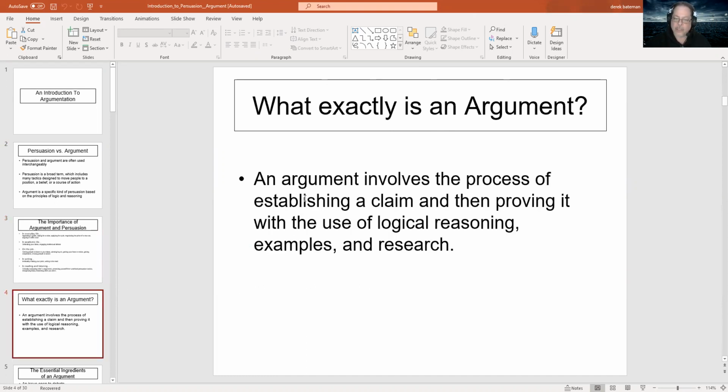Argument involves the process of establishing a claim. You've heard me use that word many times, and then proving it with the use of examples. Sometimes research. You're not asked to do research here. As a matter of fact, you shouldn't be thinking of any kind of research. This is all about you engaging in logical reasoning and using examples.